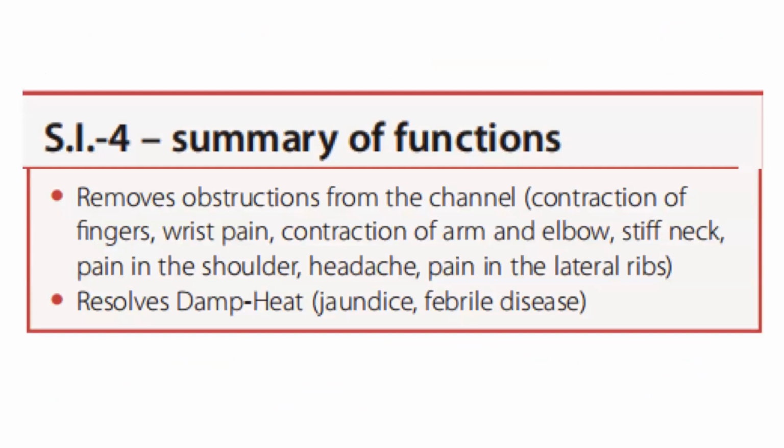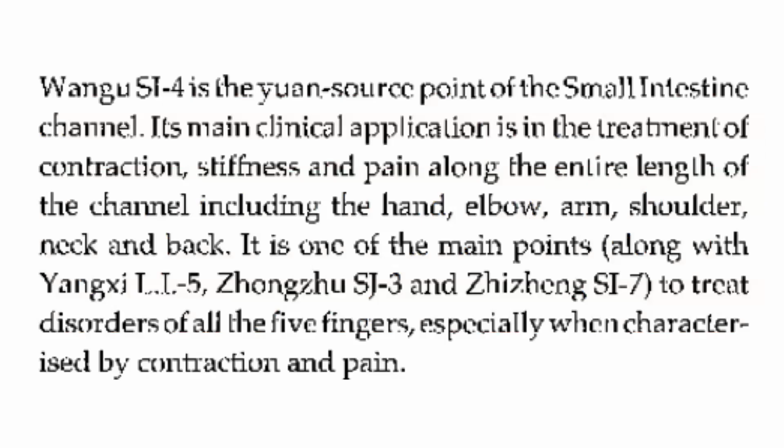Summary: SI4 removes obstructions from the channel, like contraction of fingers, wrist pain, contraction of arm and elbow, stiff neck, pain in the shoulder, headache, pain in the lateral ribs. Resolves damp heat, as in jaundice, febrile disease. SI4 is the Yuan-Source point of the small intestine channel.